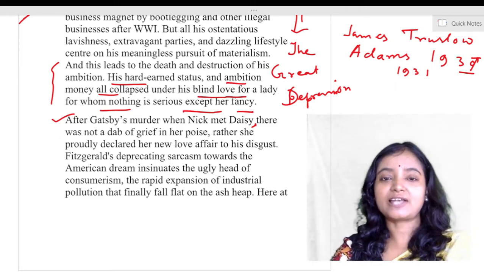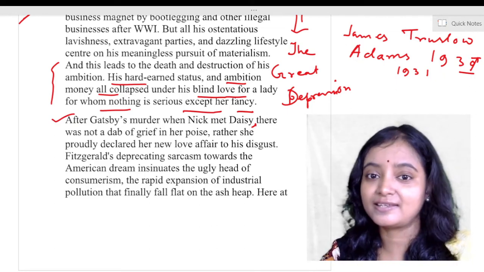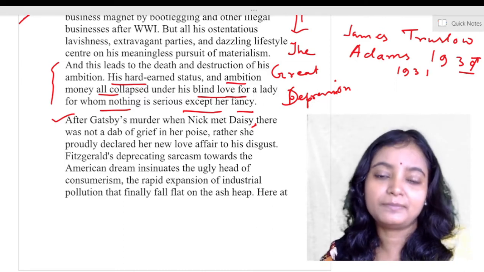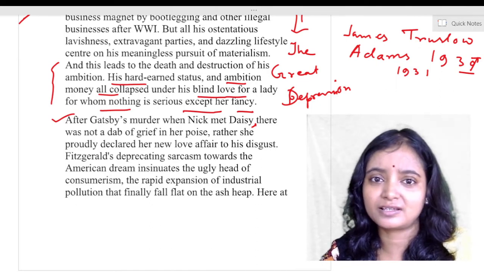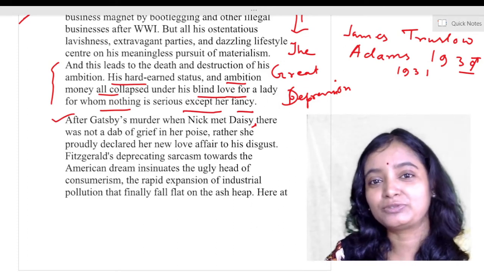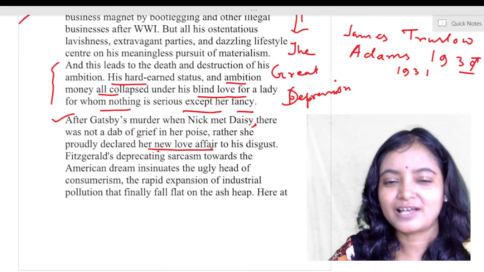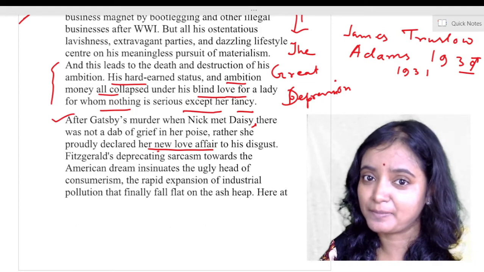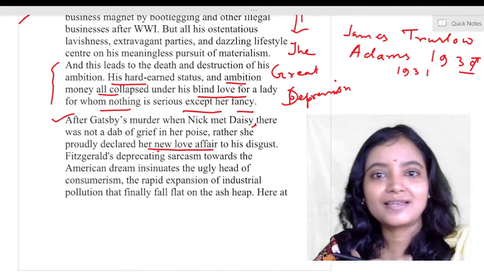Nick is the only genuine character, and he is telling us that after Gatsby's murder, when he met Daisy, he found not at all any type of grief, lamentation or pain in Daisy's features. She told him how she got involved with another man. She proudly declared her new love affair. Nothing is important. Jay Gatsby took the charge of her murder on his own shoulder and just died in the courts, but she has no repentance.